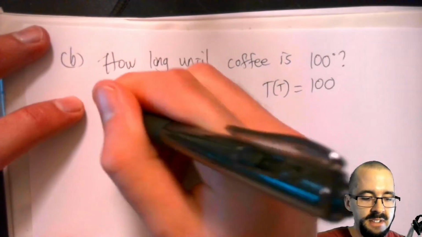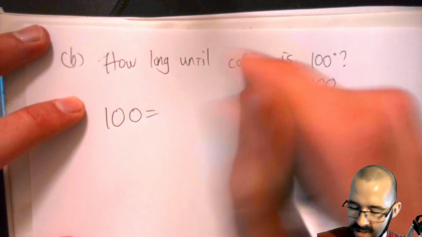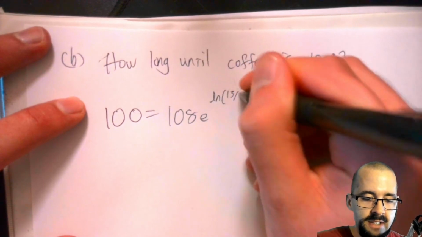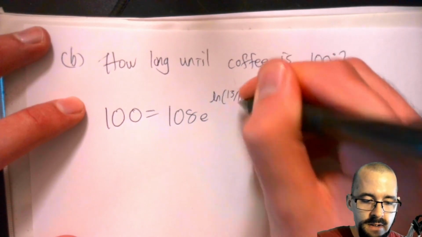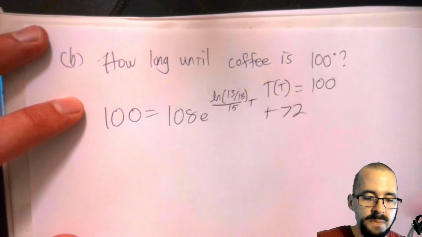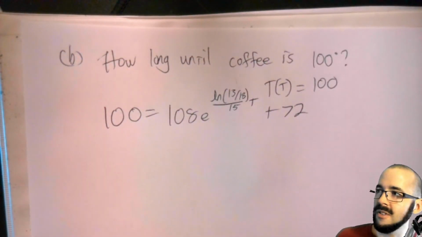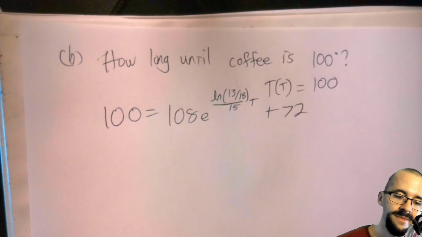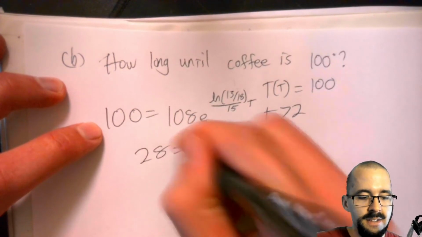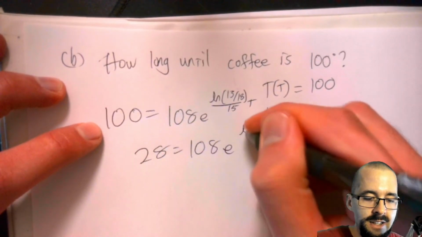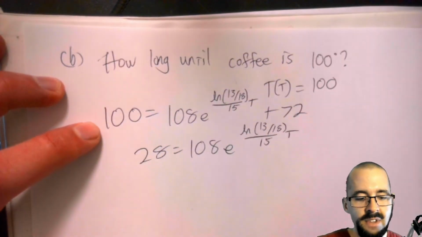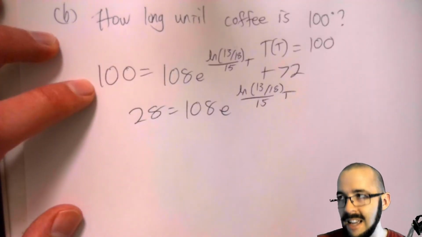So again, this is when is the temperature equal to 100 degrees. So you plug that in for your left-hand side. You get 100 is equal to 108 e to the ln of 13 over 18t divided by 15 plus 72. And again, you have to solve another exponential equation for t. So subtract 72 again, and we're going to get 28 equals 108 e to the ln of 13/18 over 15t. Divide by 108, take the natural log.